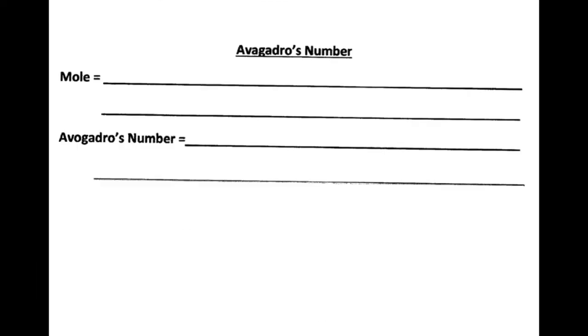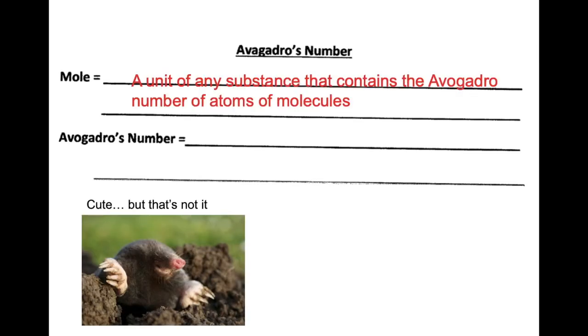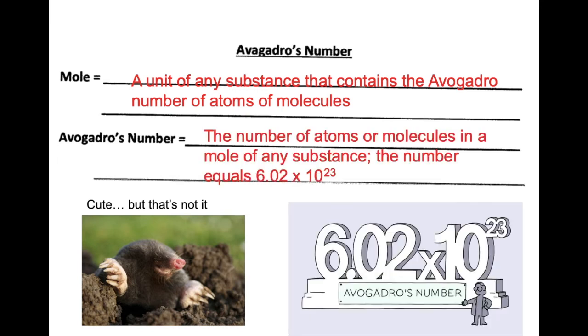We're going to move on today to a different topic about counting mass, but this involves something we learned last week called the mole. Now, if you remember, a mole is a unit of any substance that contains Avogadro's number of atoms or molecules. And Avogadro's number is 6.02 times 10 to the 23rd. And that just tells us how many atoms or molecules are in a mole of one substance.